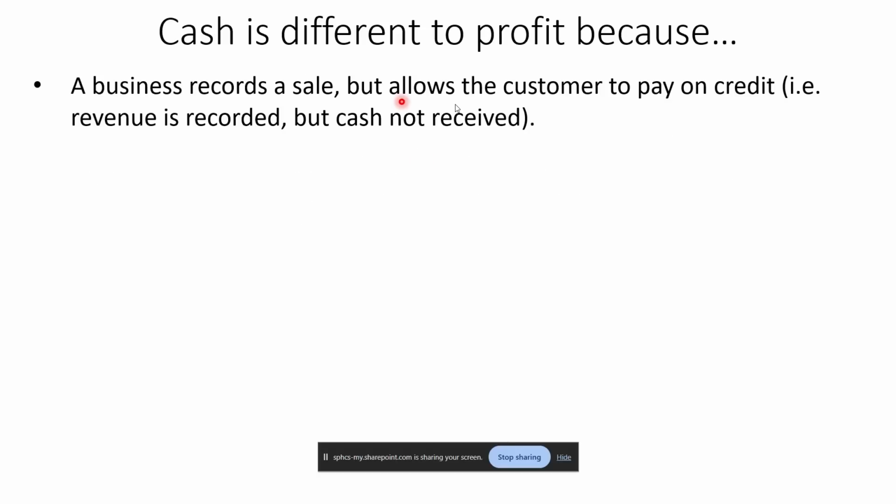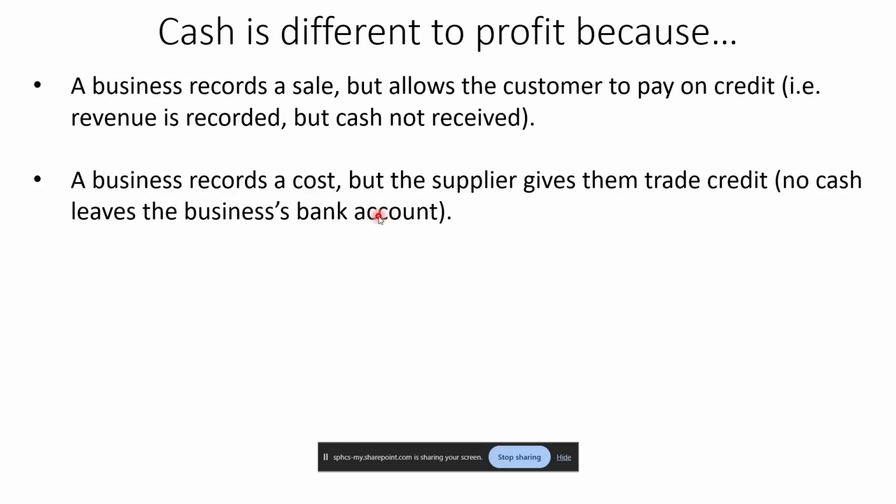Reason one is what we've just gone through. The business records a sale, but the customer pays on credit. So we record a revenue as soon as we record that sale. That's legal, we can do that, but we haven't yet received the cash. We've given them credit. So there's nothing illegal going on. It's just the fact that due to the nature of accounting, I record the revenue when the customer agrees to buy the product at this price, but they're going to pay me later on. So no cash received.